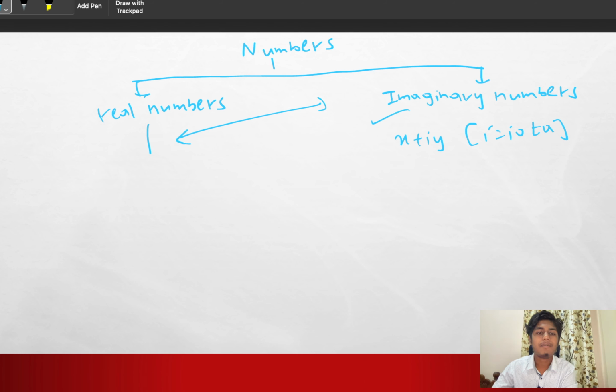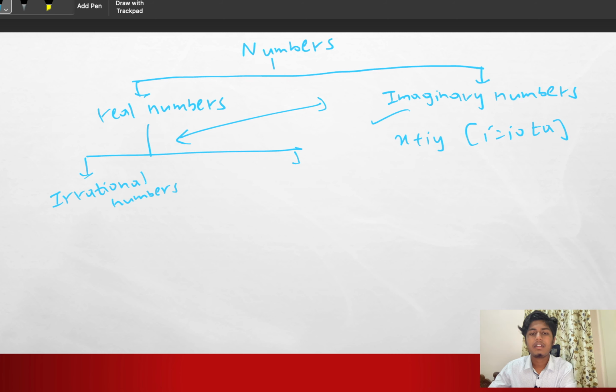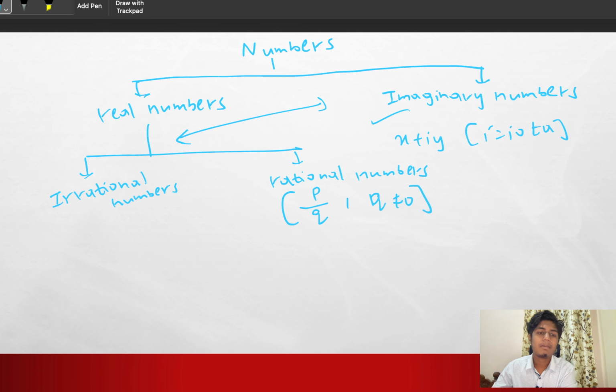Real numbers are of two types: irrational numbers and rational numbers. Rational numbers are those numbers which are in the form of p by q, where q is not equal to 0. Irrational numbers are those numbers which are not in the form of p by q. Example is pi value. Pi is 3.14, so it is not in the form of p by q.